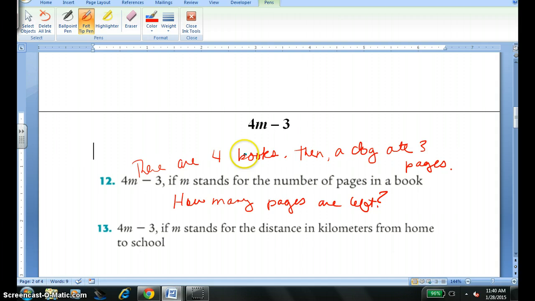You might want to even put 4 copies of the same book if you really want to. But there are 4 books, then the dog ate 3 pages. There we go. How many pages are left? So you're going to do that for each of these.